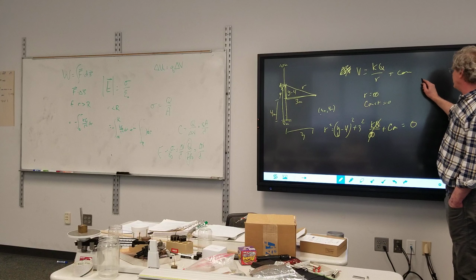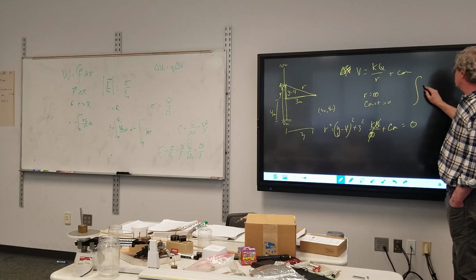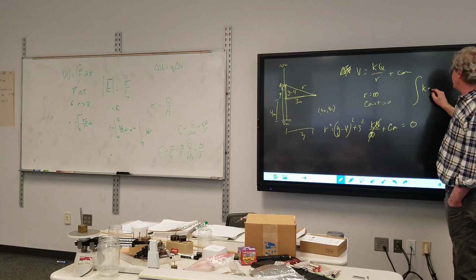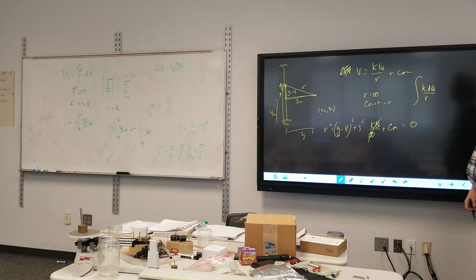And so I'm going to integrate my k dq over r. This is my point charge, dq. k is a constant, so it comes out. I need to get q. I have 2 variables here. I need to get them in terms of the same variable.